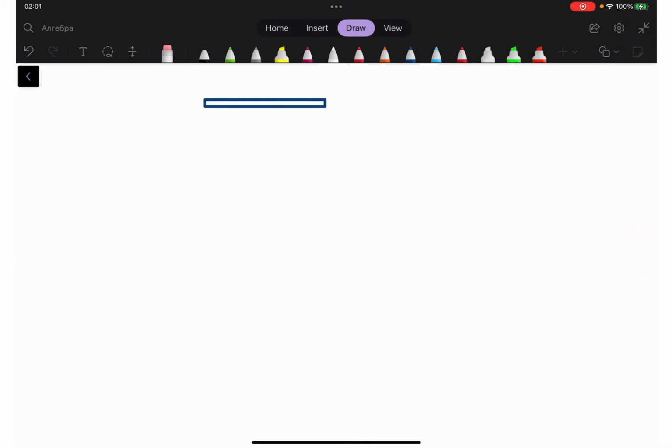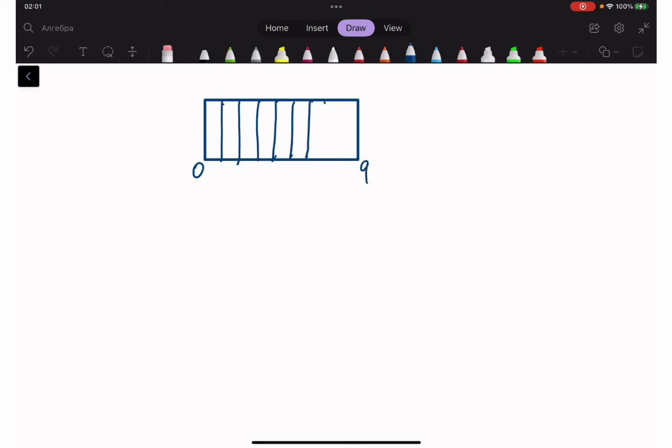we take a rectangle and split it. Here it is between 0 and 9, so it's going to be 9 of them. 1, 2, 3, 4, 5, 6, 7, 8. Well, the ninth one is, use your imagination, supposed to be 9 parts, even.